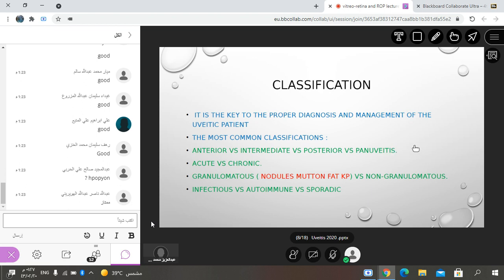The most famous example of panuveitis in our country is, what is the rheumatological disease that is resulting in uveitis?